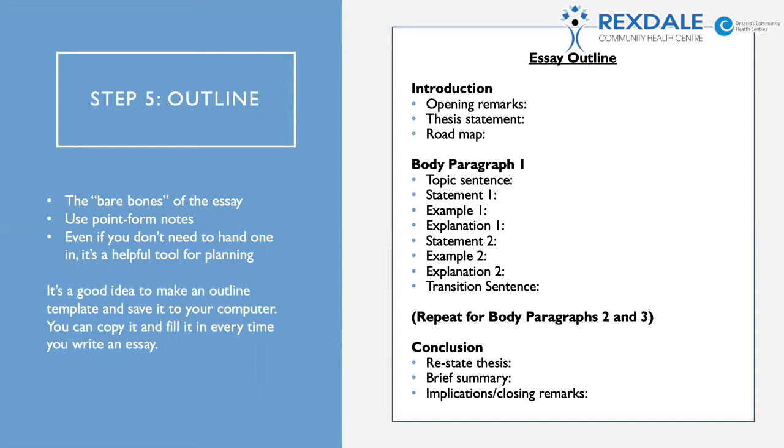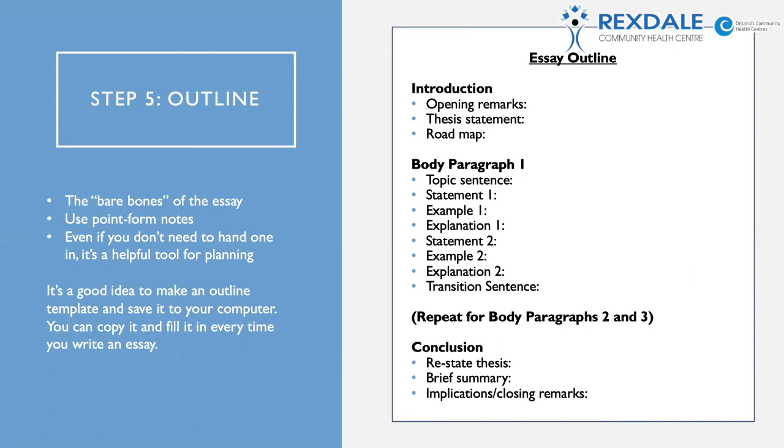and the body paragraphs and conclusion will have sort of the same. So just a space to make note of every different element of your essay. This is sort of like the bare bones structure of your essay. Really just allows you to get a good idea of what goes where, just using point form notes really quickly, organize your thoughts. Even if you don't actually need to do an essay outline for your assignment, you don't need to hand one in, it can be a really helpful tool for planning.